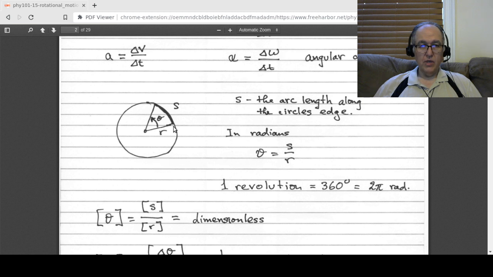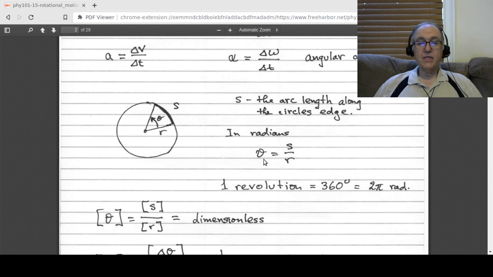And so by the time you've made one complete circle here, you've traveled the full circumference of the circle. And do you remember what the full circumference of a circle is with radius r? It's 2 pi r. So when you go all the way around once, s is going to equal 2 pi r. So 2 pi r divided by r is equal to 2 pi, and that's why one revolution is the same as 360 degrees is the same as 2 pi radians. Okay, so one complete revolution is 2 pi radians.